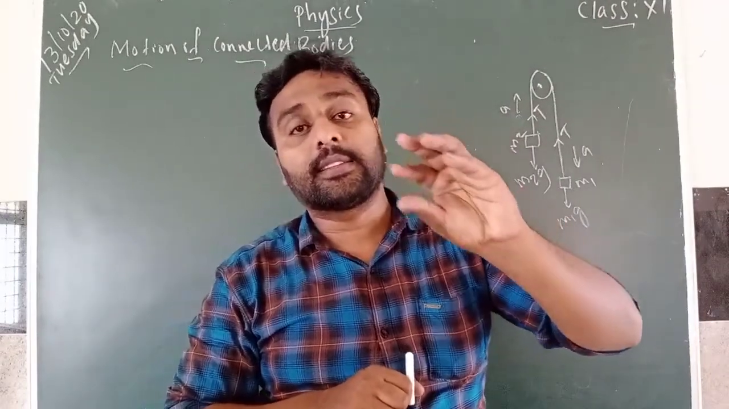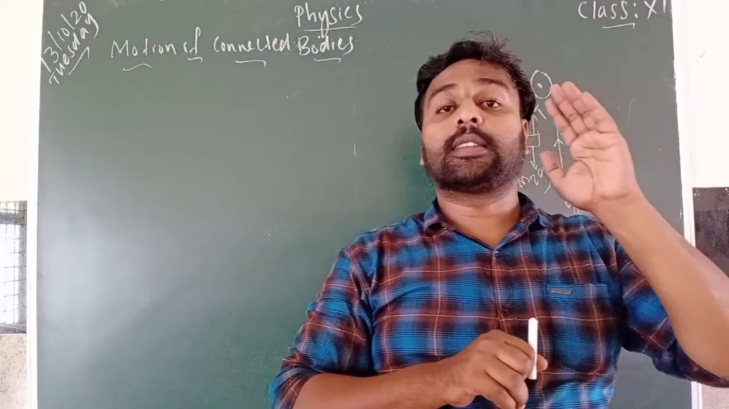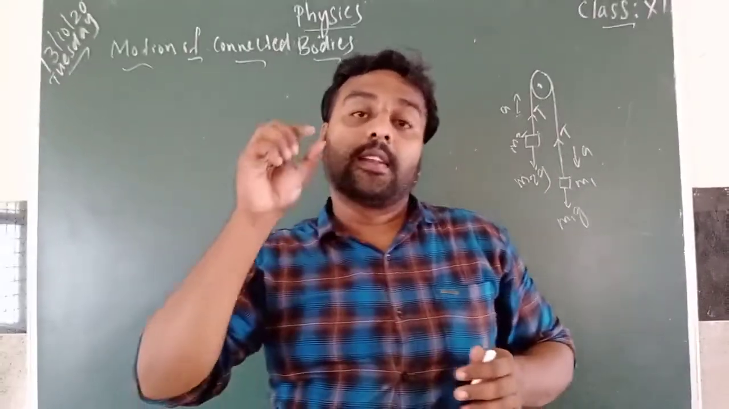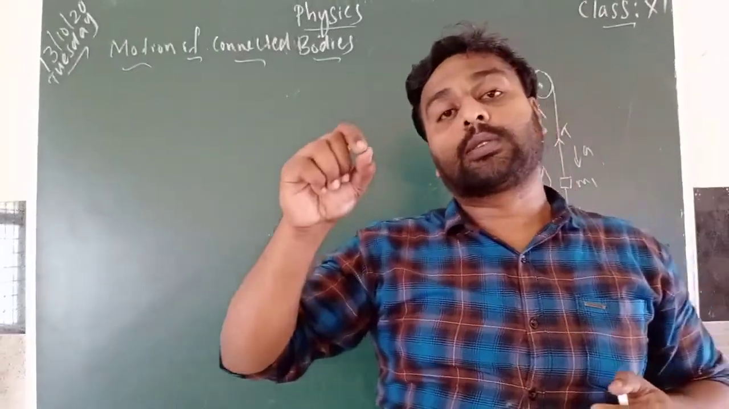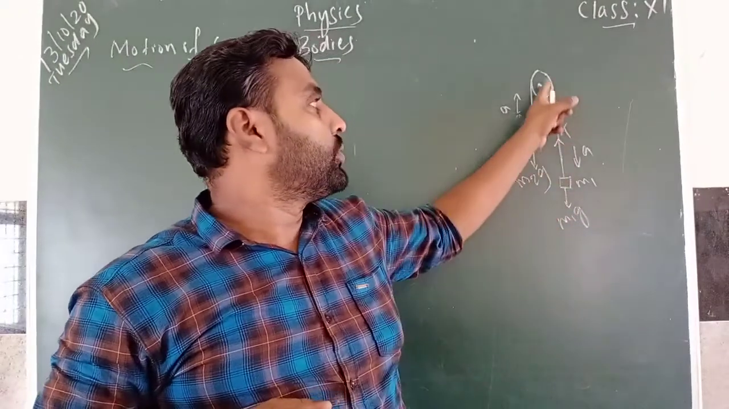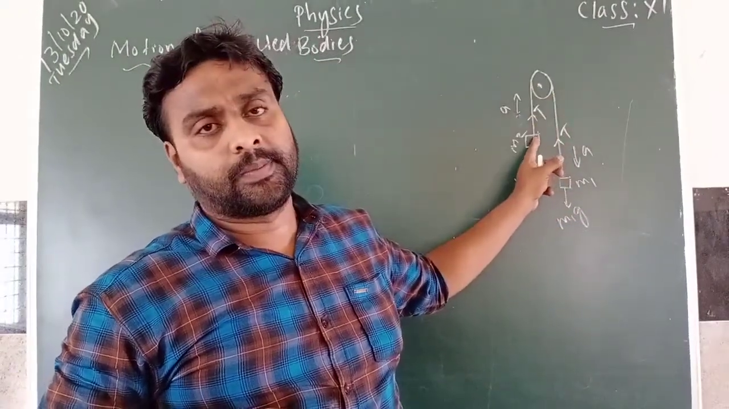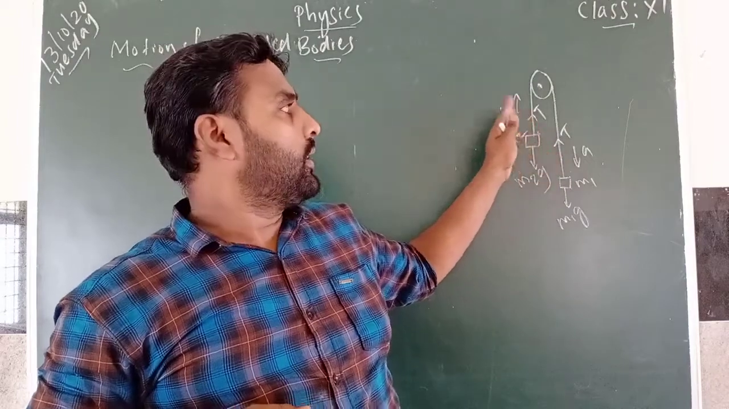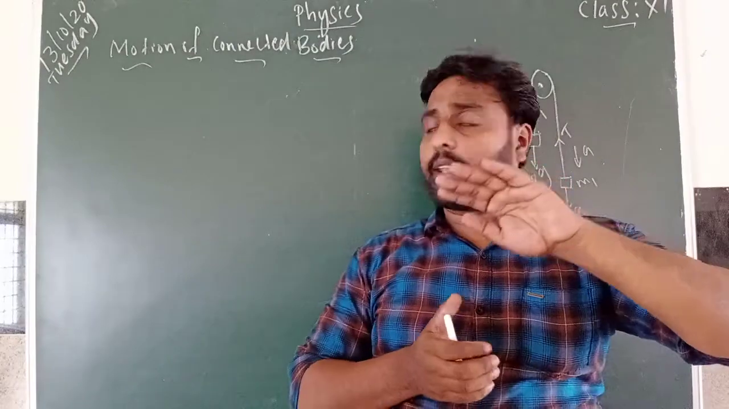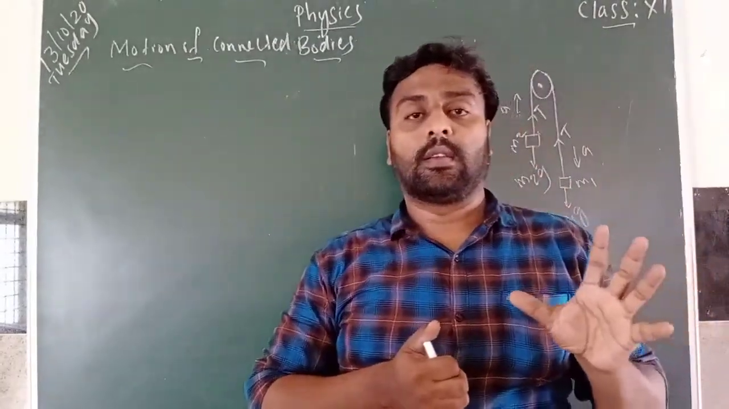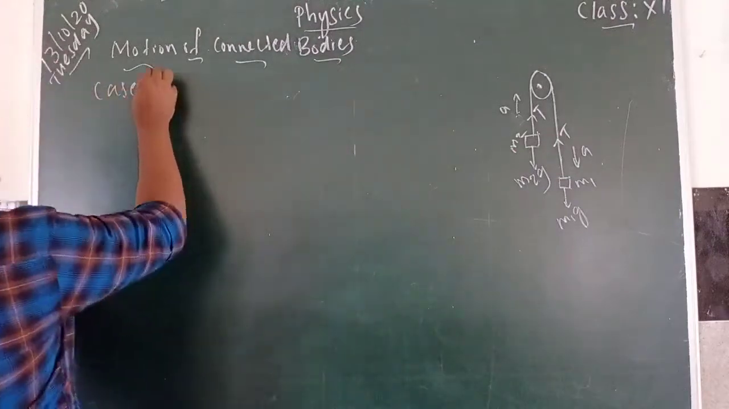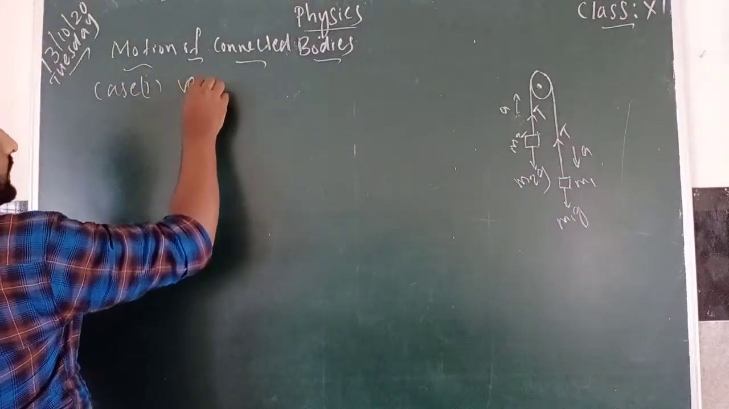This acceleration we are finding. When the acceleration varies, there is a reason behind this, because there is a tension produced between these two masses. So this is why the acceleration varies to some extent. We can consider two cases. Case one, vertical motion.